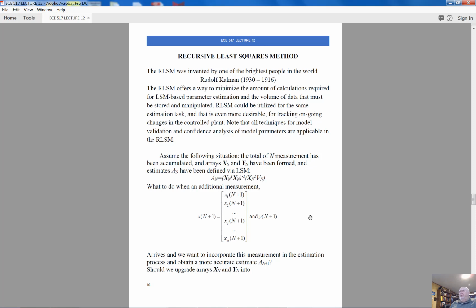So our computational difficulties with the least square method have two sources. One source is the complexity of the LSM procedure that has to be, or it looks like it has to be, rerun each time we're getting additional data. And difficulty number two, we have to be concerned about an ever-growing data array that contains these input-output measurements. How to address this situation?